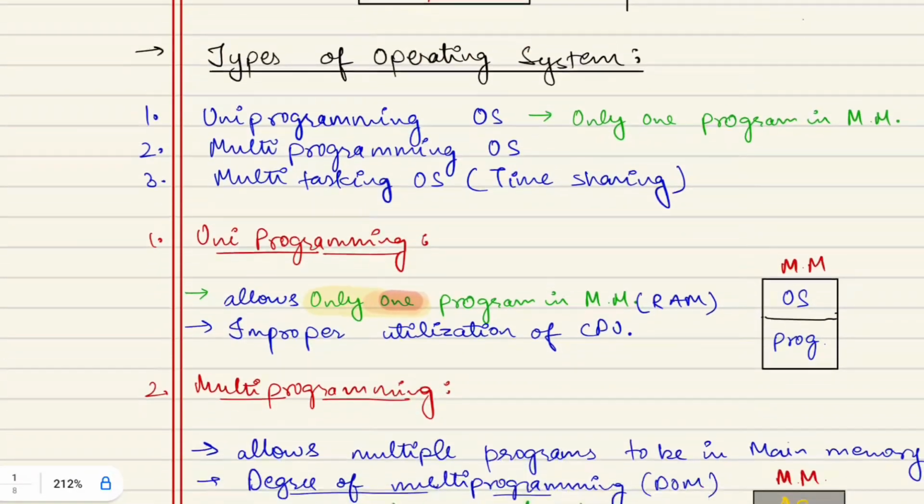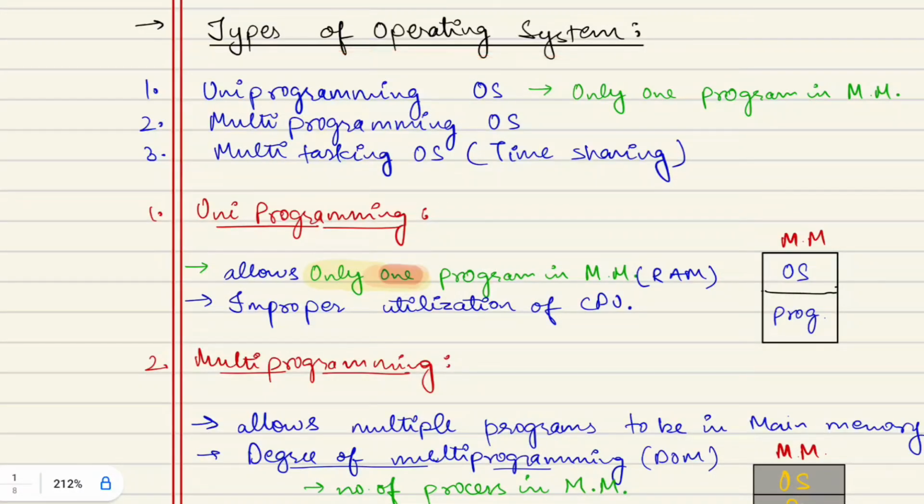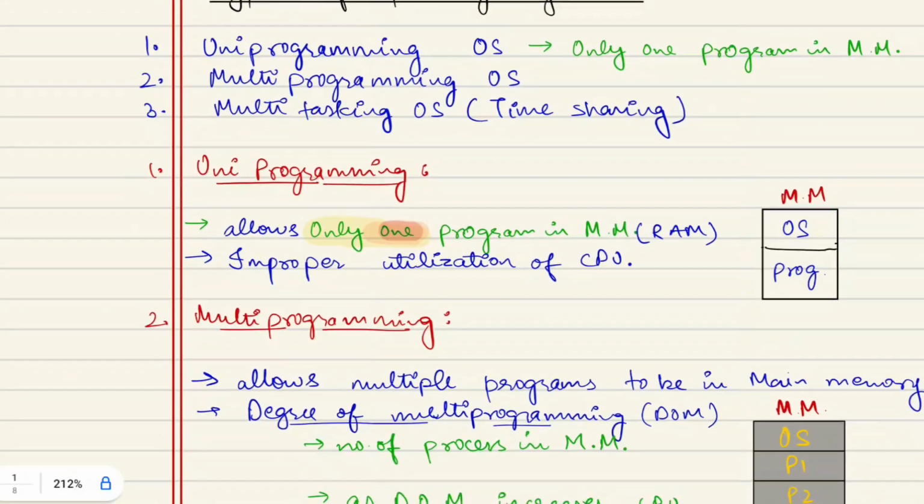So coming to the next topic, types of operating system. First is uni-programming. What is uni-programming is, it has only one program in main memory, okay, and we will also learn about multi-programming and multitasking OS. So what is uni-programming? It allows only one program in memory at a time. It cannot have any other program other than the program executing in the memory. And because it can only execute one program at a time, it will be an improper utilization of CPU.